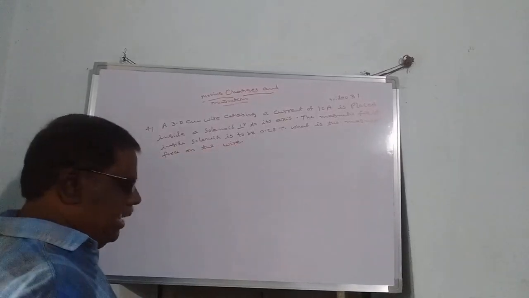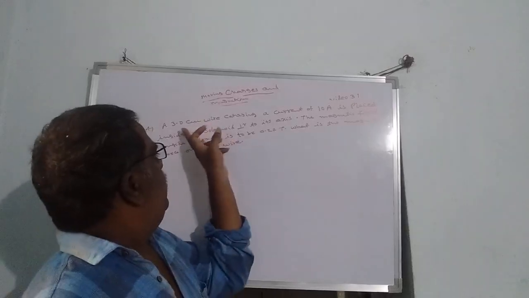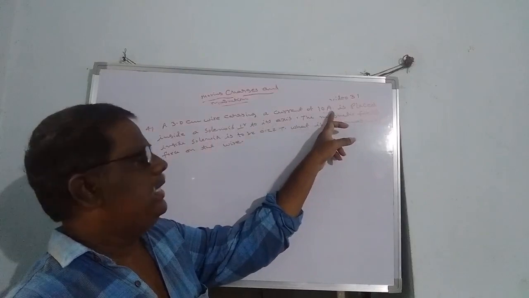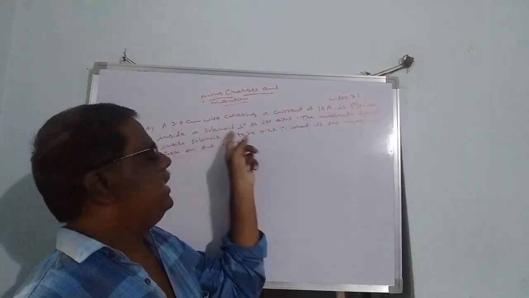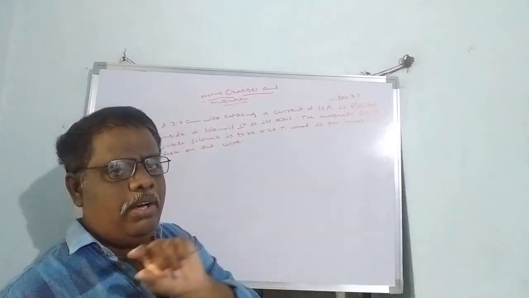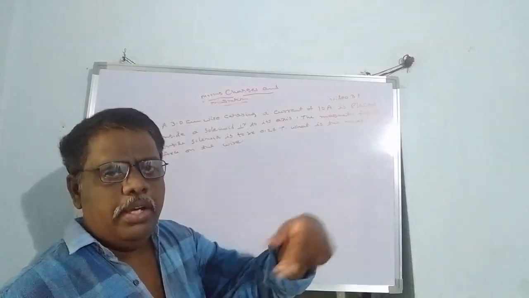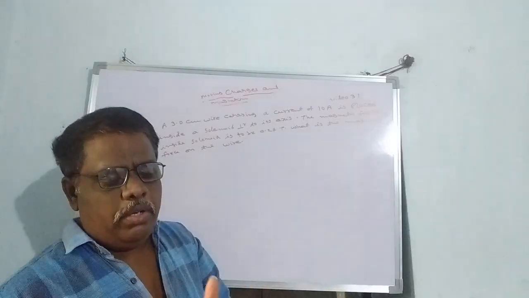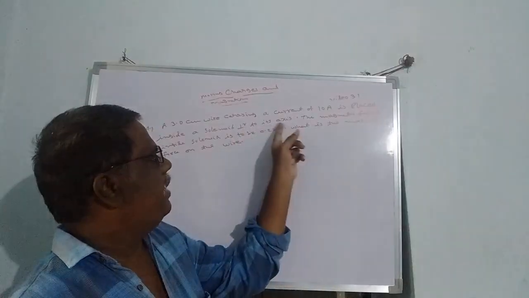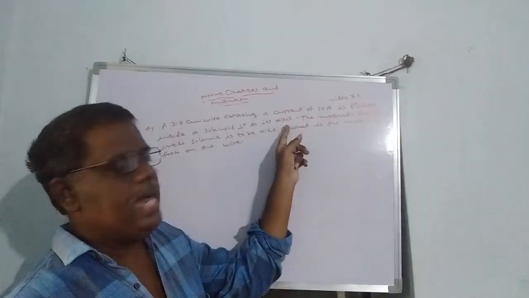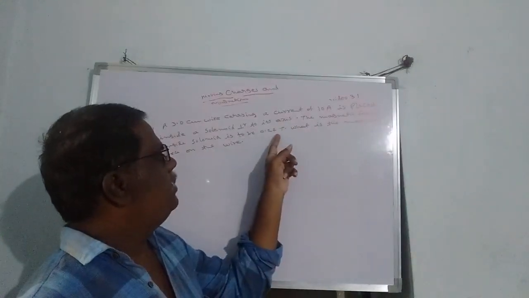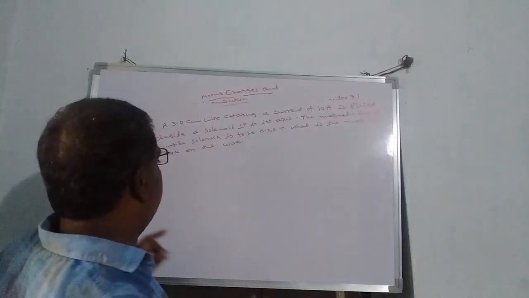Now here, read the problem carefully. A 3.0 centimeter wire carrying a current of 10 amps is placed inside the solenoid. We already studied about the solenoid in the 10th class: a hollow cylinder on which we turn a closed insulated copper wire, then it behaves like a solenoid. It is perpendicular to the axis, that means theta value will be 90 degrees. The magnetic field inside the solenoid is 0.27 Tesla. What is the magnetic force on the wire?